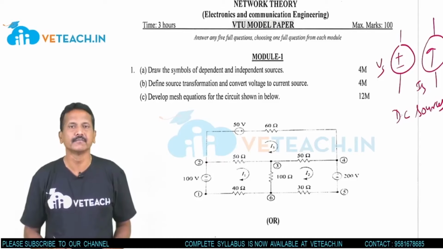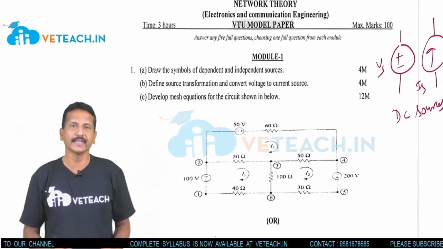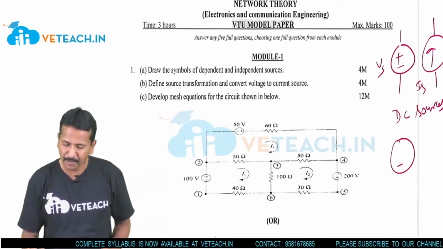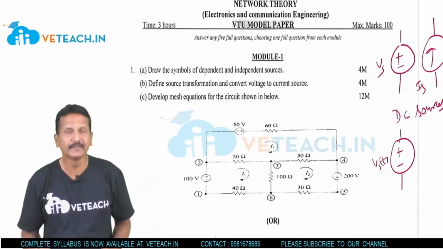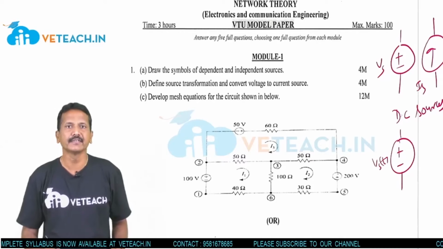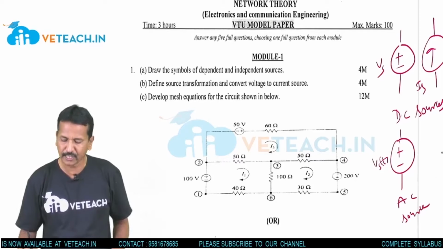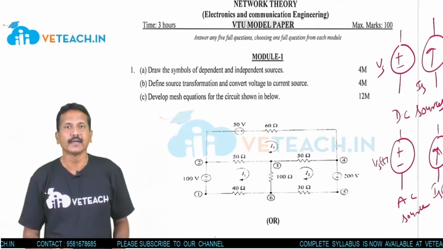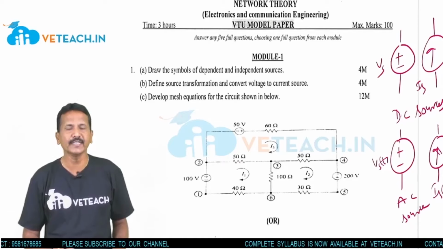DC sources means direct current sources. We have AC sources also, alternating current sources. To identify alternating sources, the symbol is the same, minus and plus, but here it is Vs of t. With respect to time, that source we say is an AC, alternating current source. Or if the arrow mark is there, that is Is of t, that is an AC source. Without time it is DC, with time it is AC, for voltage source and current source.